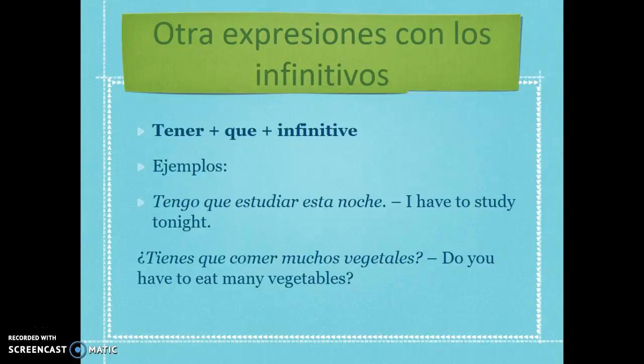An example of this used in a sentence would be, tengo que estudiar esta noche. I have to study tonight. Again, tener being conjugated tengo for I. Que, you insert it in, and a verb in the infinitive, estudiar, to say I have to study tonight. Along the same lines, tienes que comer muchos vegetales. Do you have to eat many vegetables? Okay.